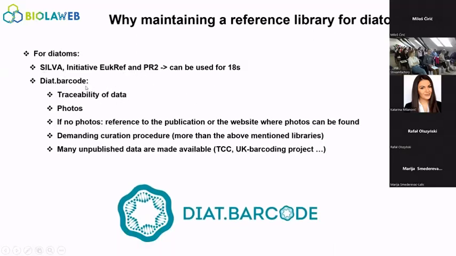And we're going to talk about Diatom. You will see that there are several important things in this reference library. First, there is really important traceability of data. When you have a sequence, it's important to know where it comes from, who produced this sequence, where the cells have been isolated, all these kinds of things. We also have some photos available. And if we don't have any photos, we put the reference of the publication or the website where you can find the photo.